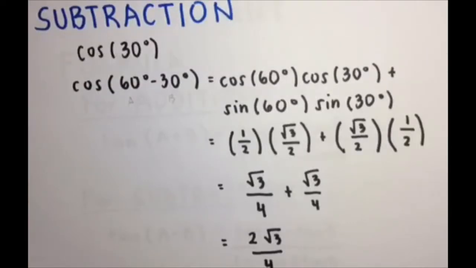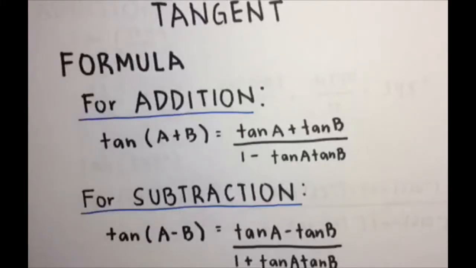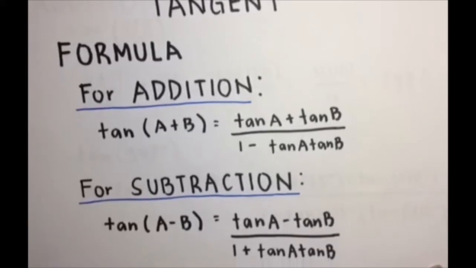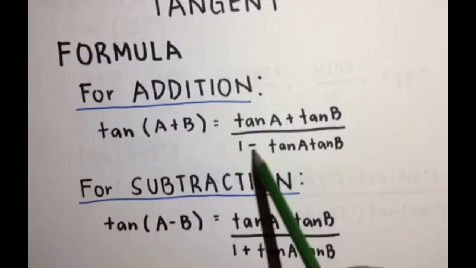Since we are done now with cosine, let us now go with tangent. Here are the formulas for tangent. For addition, we have tangent A plus B is equal to tangent A plus tangent B over 1 minus tangent A multiplied by tangent B. For subtraction, we have tangent A minus B is equal to tangent A minus tangent B over 1 plus tangent A multiplied by tangent B. So the change of sign is just here in the denominator.